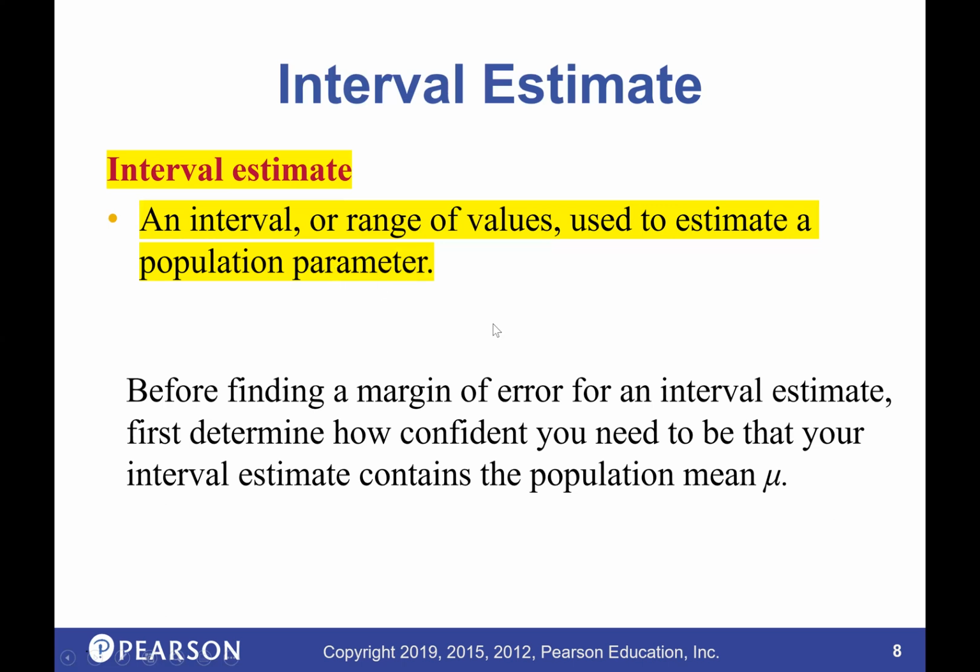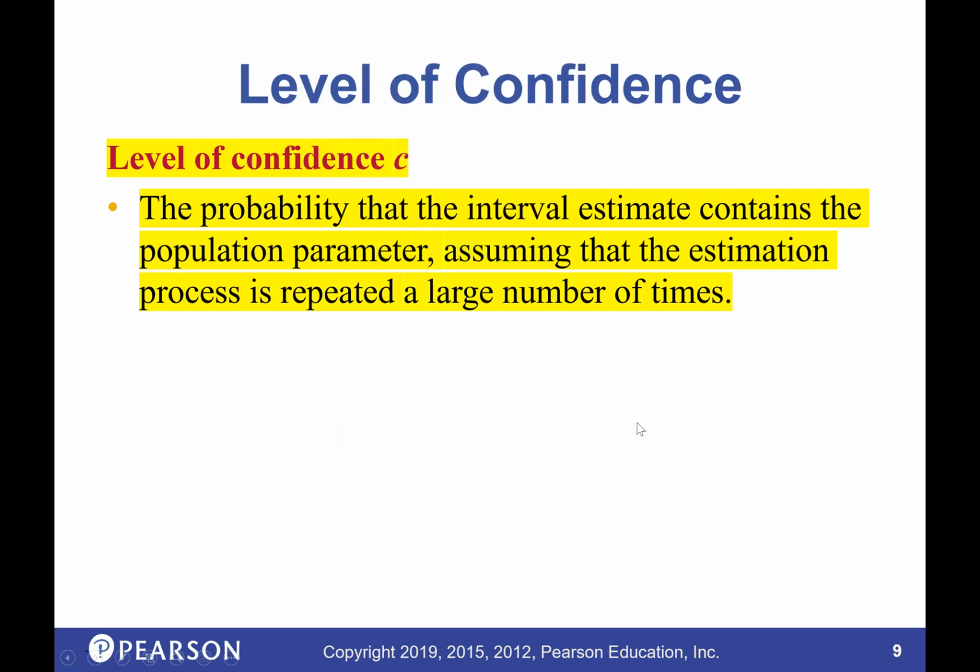So another definition, guys, one more. This one, and in the next slide, I think we're good, and then we'll get some examples. So the level of confidence c is the probability that the interval estimate contains the population parameter, assuming the estimation process is repeated a large number of times. So yeah, gobbledygook here, but really what it means is this.